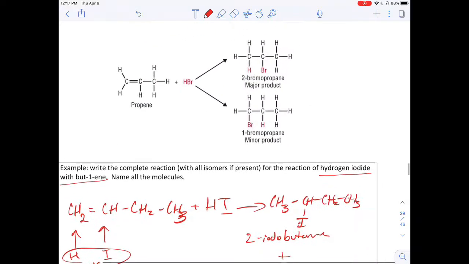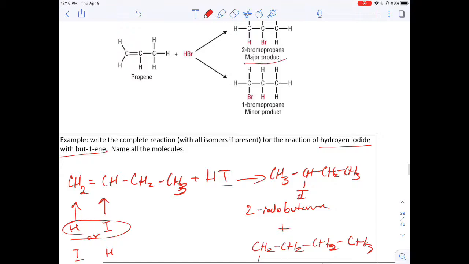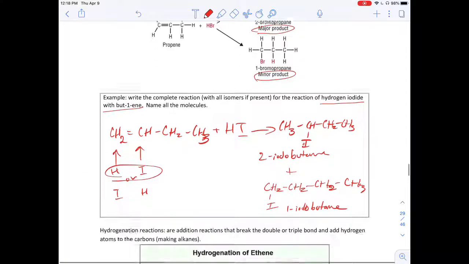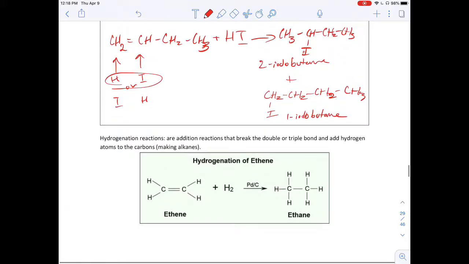In this up here, it says what the major products are. I'm never going to ask you what's the major and minor product. That's kind of beyond the scope of this course. So I just need you to know that the two isomers are being produced and how to name them.